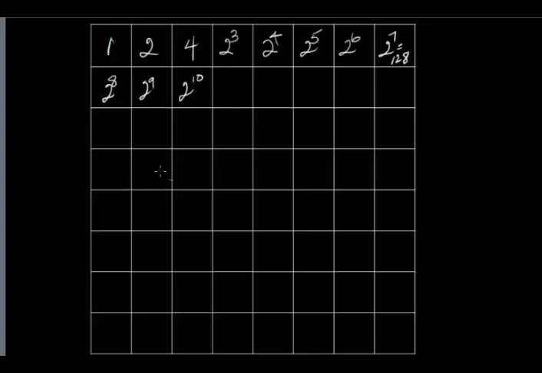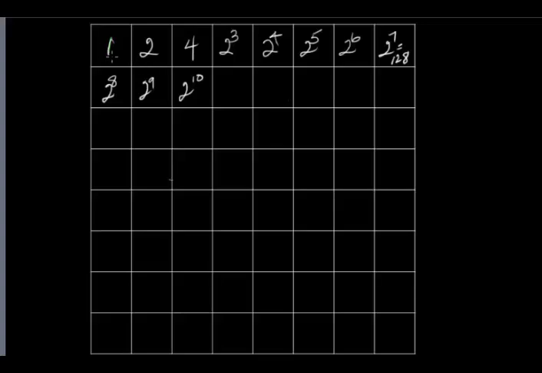2 to the 10th is 1024, and by the time we get over here, maybe to the 11th, 12th, maybe the 14th box or so, the numbers are too big to write in the squares. So let's just see if we can generalize, find a pattern.